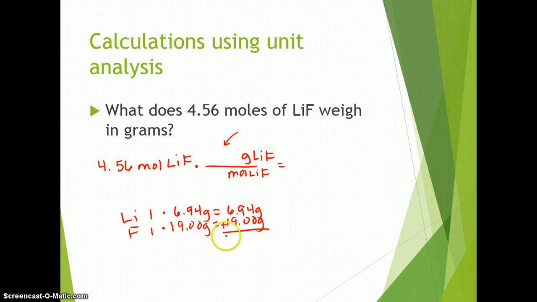But I didn't want to leave people hanging in case they didn't realize where these numbers came from. So just from the periodic table, I got the 6.94 for Li. The 19 I got from the periodic table. There's one of each of them. I multiply them, I added them down. So 25.94 grams is my formula weight. And then when I calculate this, I get 118 grams of LiF are in 4.56 moles of LiF.